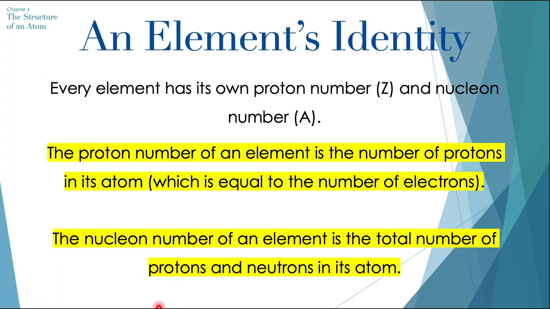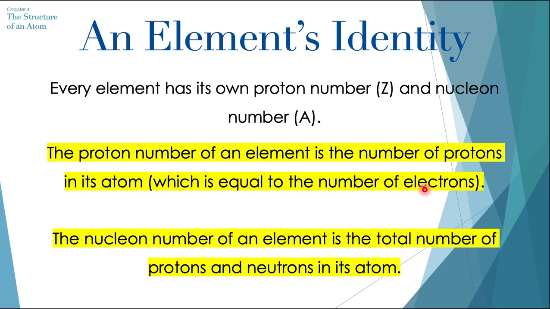So, every element has its own proton number and nucleon number. We are representing the proton number by a capital Z and the nucleon number by a capital A at the moment. So, the proton number of an element is the number of protons in its atom, which is equal to the number of electrons. The nucleon number of an element is the total number of protons and neutrons in its atom. The nucleon number, not the neutron number. When we say the nucleon number, we are telling the sum of the proton and neutron number in the atom. The proton number is the number of protons in its atom, and this is equal to the number of electrons.